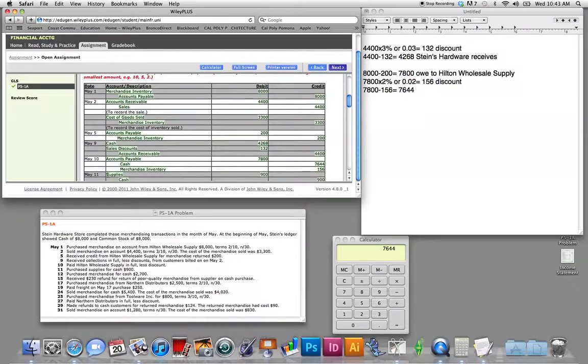So on May 11th, it shows that we are debiting our supplies account by $900. We're increasing the supplies. And we are decreasing our cash by $900, or crediting that account, because that's how much we paid for the supplies.